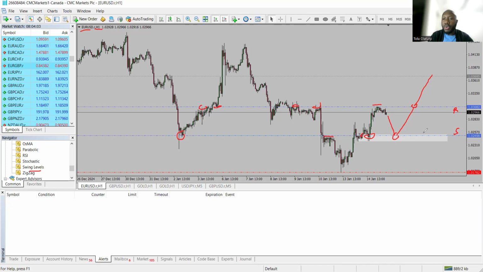And from your entry point here, you have your stop loss below and your take profit, I'll call this TP1, and then TP2. And of course, if you get to TP2, I believe this is about 110 or 120 pips. And you might probably be risking about 10 to 15 pips on this Euro USD. Trust me, this is a fantastic risk to reward ratio.